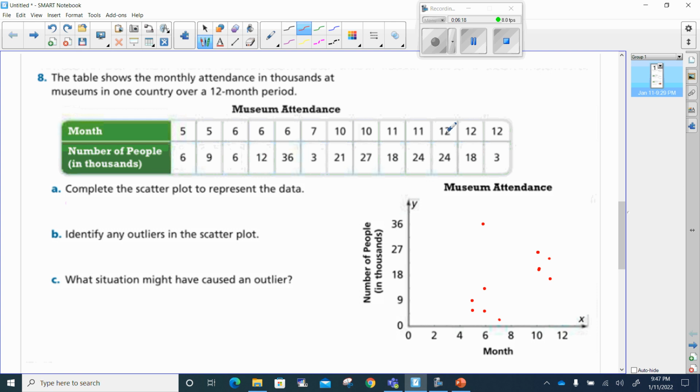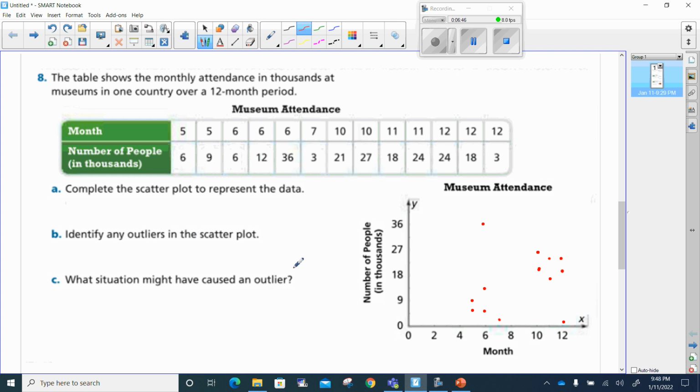All right, then 12 and 24. So 12 and 24 would be right here. 12 and 18 would be about right here. And then 12 and 3, and 3 would be down here. So our data should be like this.